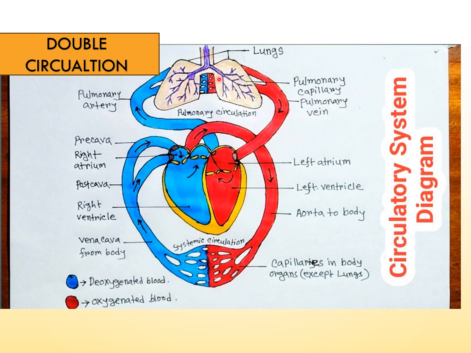And the second part of pulmonary circulation, the deoxygenated blood which has reached the lungs becomes oxygenated by the addition of oxygen in the alveoli. This oxygenated blood will now go with the help of pulmonary vein into the left atrium. So this upper part is called pulmonary circulation, and this lower circulation will be called systemic circulation, and they together form this double circulation.